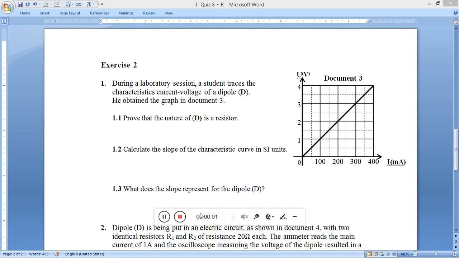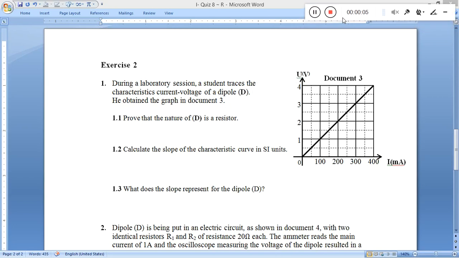Hello all. In this video, I'll solve the second exercise in the resistors chapter. Now, let's read it together. During a laboratory session, a student traces the characteristic current-voltage curve of dipole D to obtain the graph in document 3. Prove that the nature of D is a resistor.